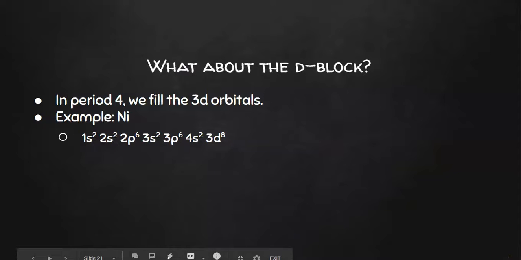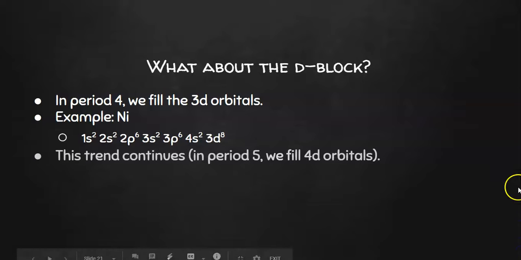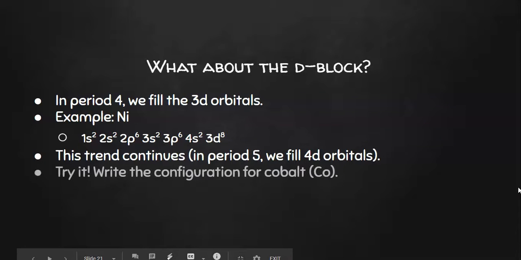Okay, so what about the D block? So in period 4, we fill the 3d orbitals, which is a little bit strange. You would expect, based on what we've said so far, that if we're in period 4, we'd be filling the 4d orbitals. This isn't really the case. So for example, if we look at nickel, its configuration would be exactly as we expect up through 4s2, but then instead of being 4d8, it's 3d8. And this trend continues in period 5, we fill the 4d orbitals, etc., etc.